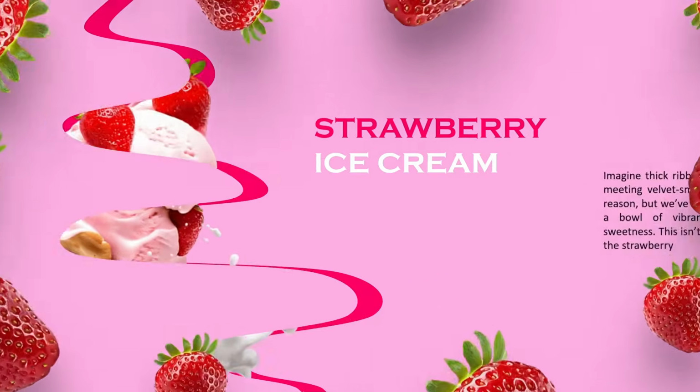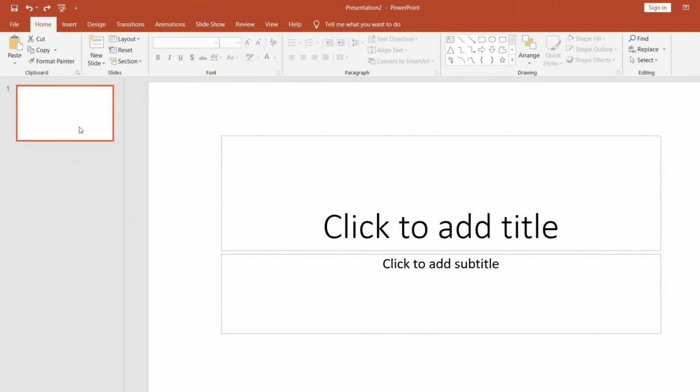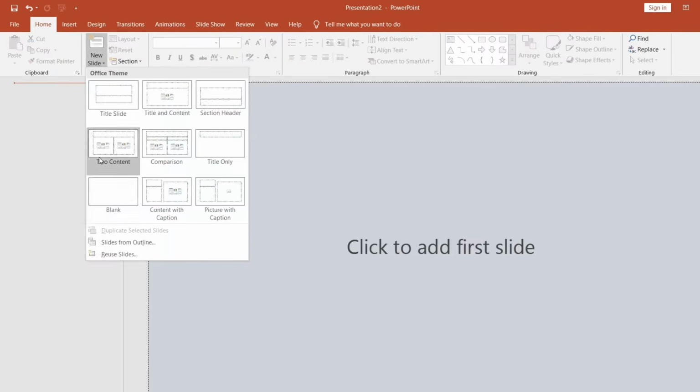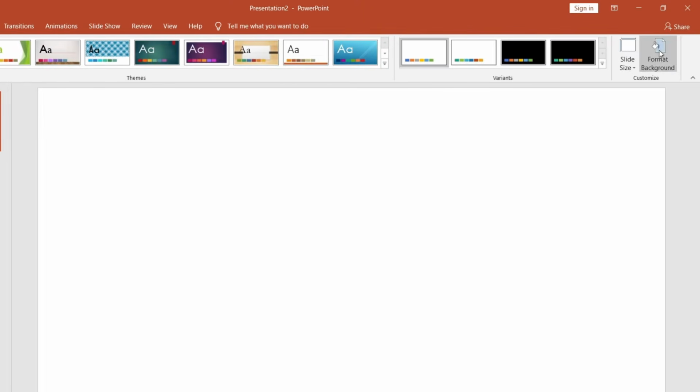In this video, I'm going to show you how I created this modern PowerPoint slide. Let's get started. First, delete the current slide and insert a new blank slide. Now go to the Design tab and click on Format Background.